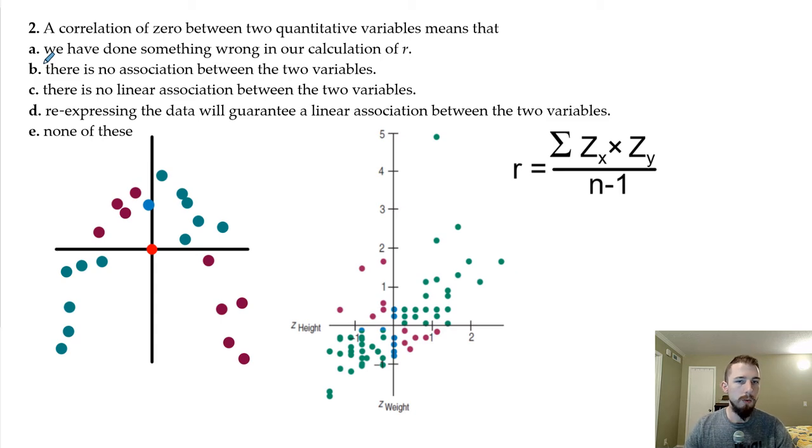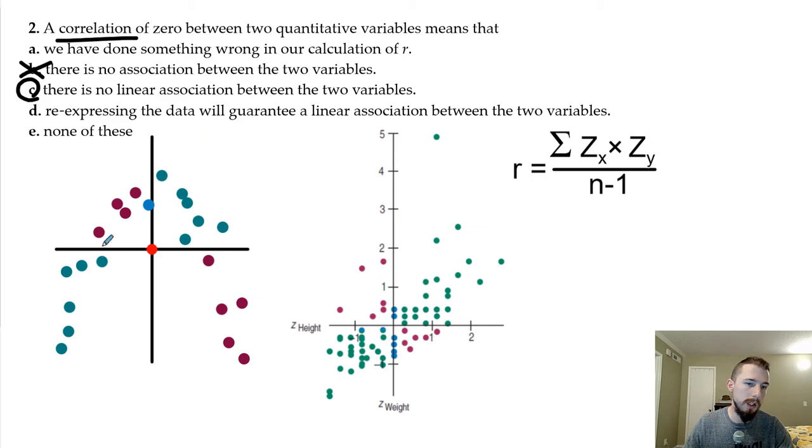Correlation of 0 between two quantitative variables means that we've done something wrong in our calculation of R. No. There's no association between the variables. That could be true. What's really going on is the correlation is measuring the strength of the linear association. So if it was linear and we got 0, then it would mean there was no association. But then it wouldn't be linear. So that actually doesn't work. I know it's really tricky, but there's no linear association between two variables. Yes, that is what it's telling us.